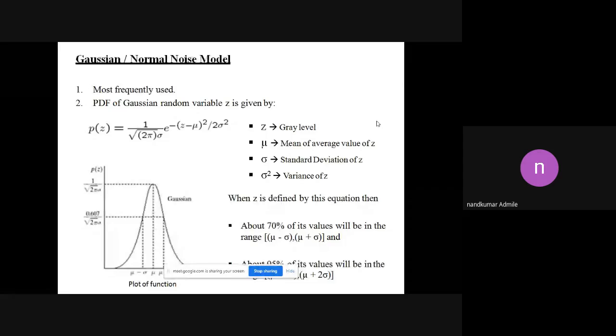Is the screen visible? Just observe the plot of Gaussian noise.